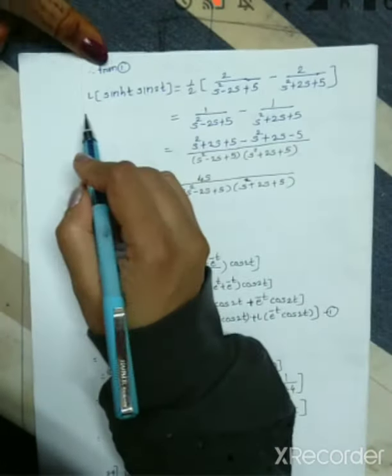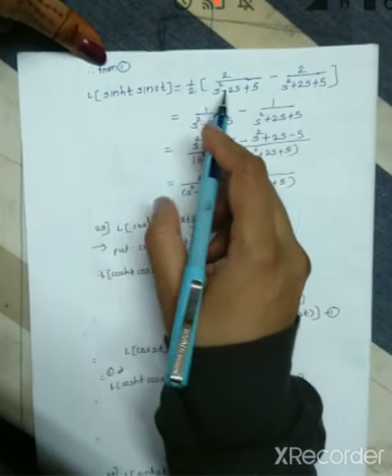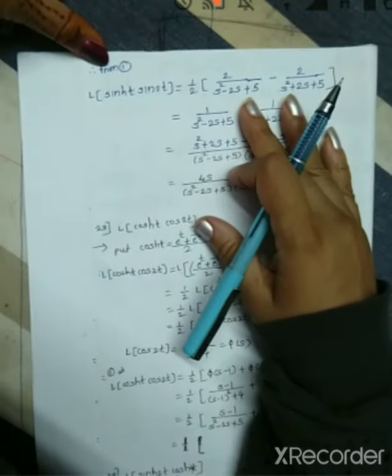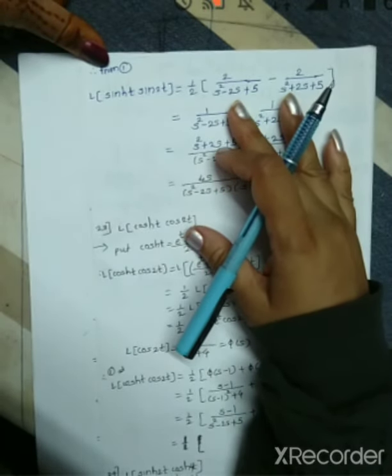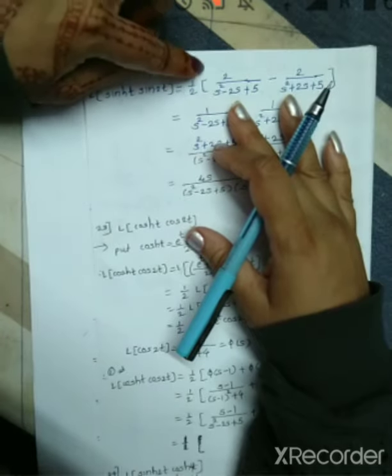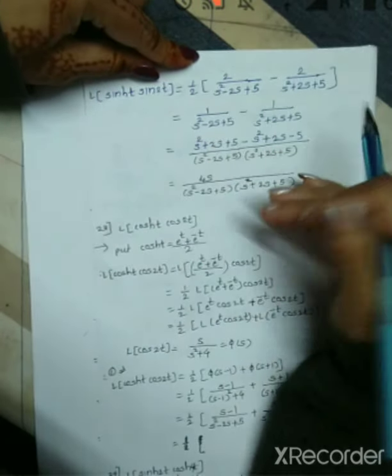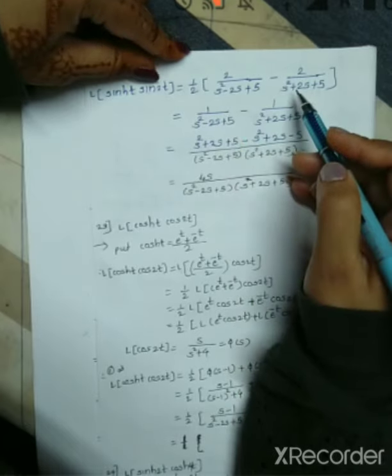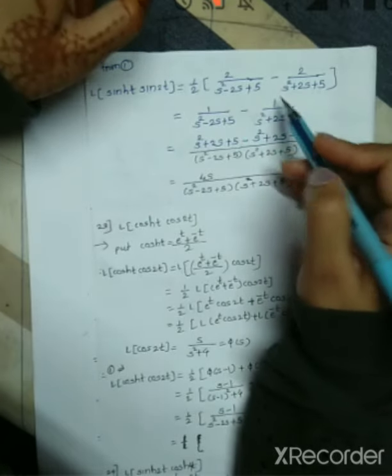We get Laplace of this sinh 2t, which is equal to half, and these are our two answers. This is our last solved answer, but we have to simplify. Now these are two very simple and similar terms, so just cross multiply.